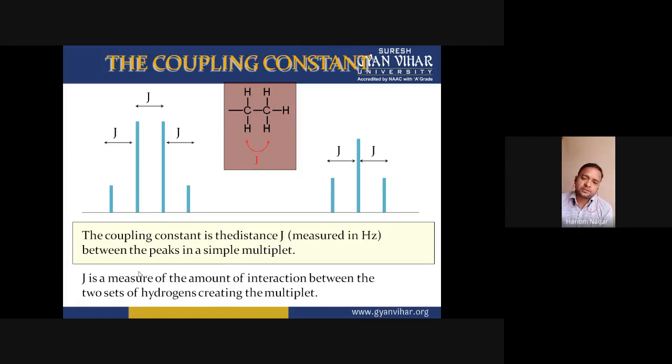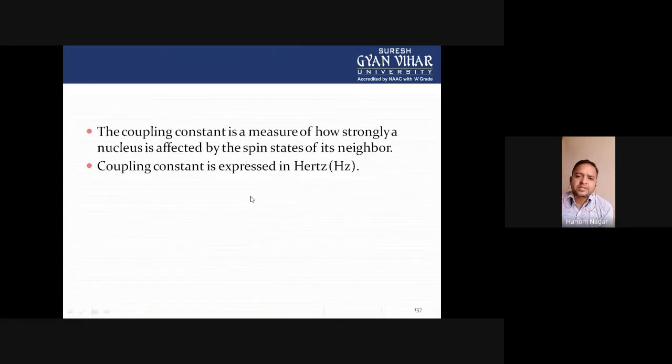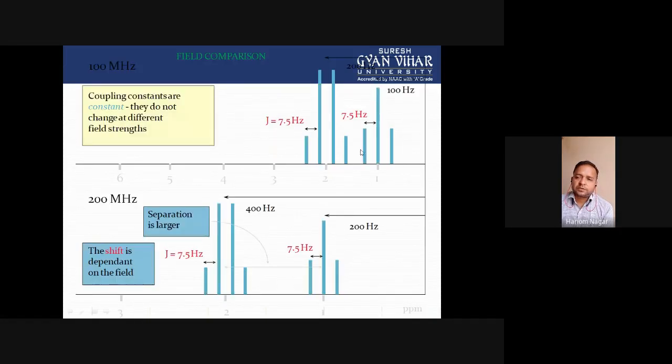sets of hydrogens. Okay, so now the coupling constant is a measure of how strongly a nucleus is affected by the spin states of its neighbors. And the coupling constant is expressed in Hertz, Hz. And the coupling constant does not depend upon the operating frequency, right? Sorry, the applied magnetic field. This does not depend on the applied magnetic field.